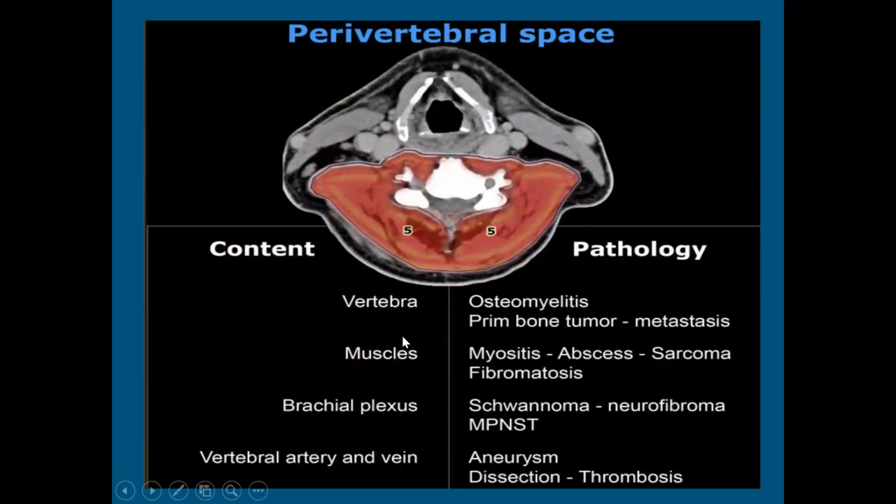So yeah, just a slide to show the various pathologies which we can have. These are the contents of the space and the corresponding pathologies. So bony pathologies, we can have osteomyelitis, bone tumors, mets. We can have various muscular pathologies, neural pathologies. We can have schwannoma, neurofibromas. And lastly, related to the vascular, the vertebral artery and vein, we can have corresponding pathologies like aneurysm, dissection, or thrombosis.